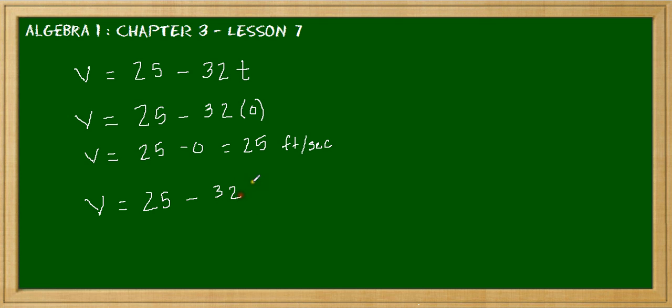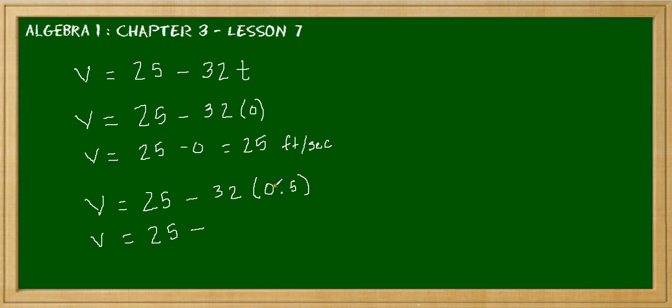32, I do need it here, times 0.5. All right. So now, in half a second, how fast would it be going? Well, we're going to multiply, and we still have a couple steps here. We'll have 25. Let's do our multiplication.